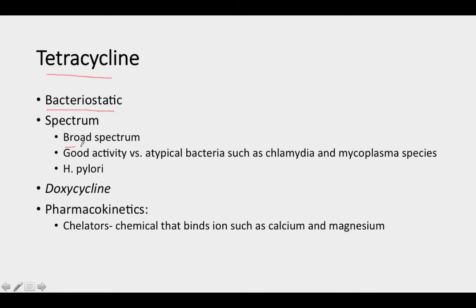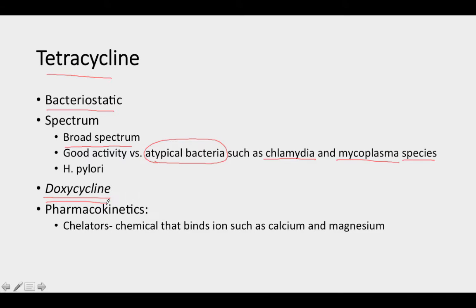They have a good broad spectrum of activity, but are particularly good against the atypical bacteria, such as chlamydia and mycoplasma species. And there's a case that comes up in the biomedical science exam about atypical pneumonia. We'll talk about it a bit more in the next video. But tetracyclines are one of the options for that disease, atypical pneumonia.